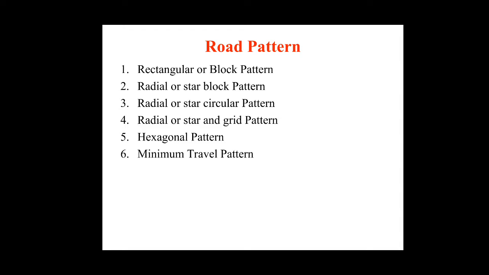First, the rectangular or the block pattern. These are the types of road patterns. Second is the radial or star block pattern. The third type is the radial or star circular pattern. Fourth, radial or star and grid pattern. The fifth, hexagonal pattern. And lastly, the minimum travel pattern.